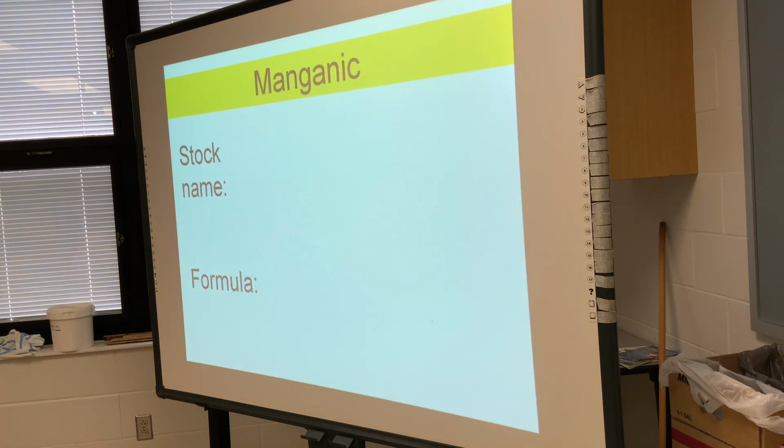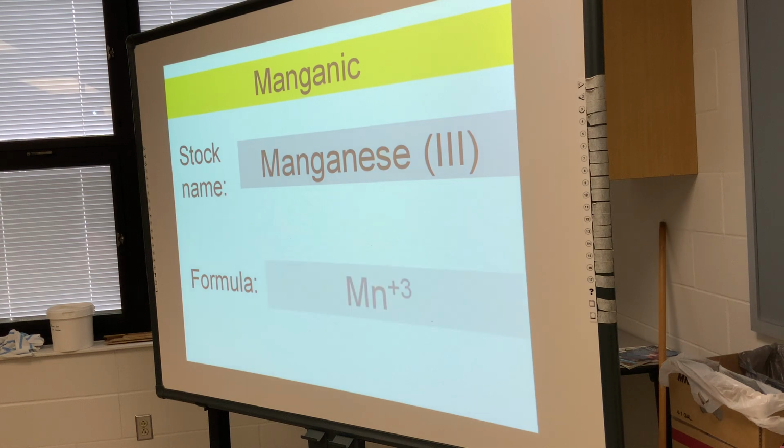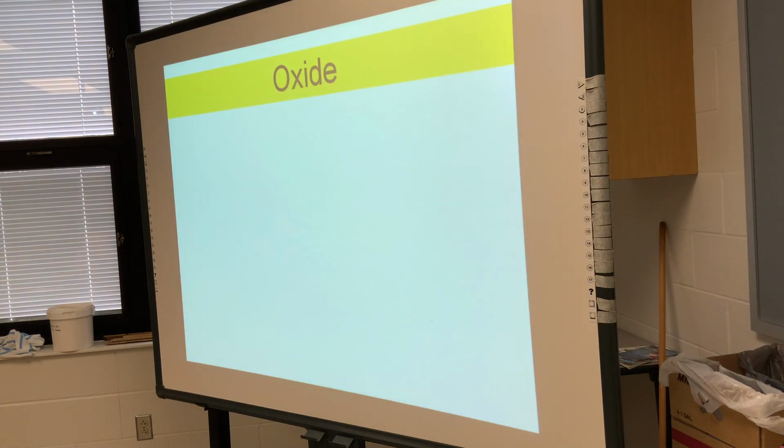Alright, what are the two charges for manganese? 2 and 3. Ic is which one? Higher charge. So it's 3. So this is manganese 3, Mn positive 3. Oxide?